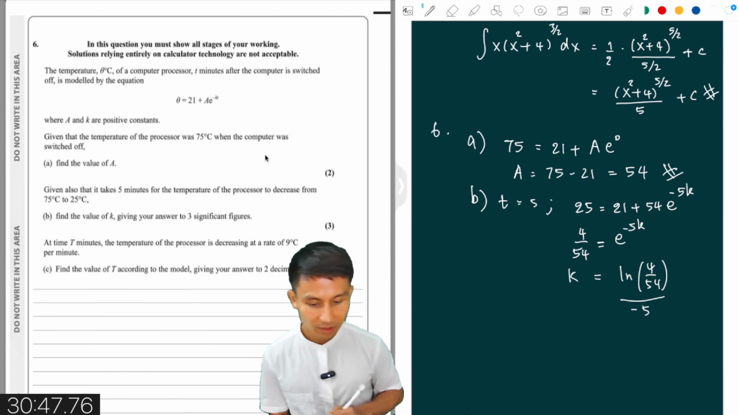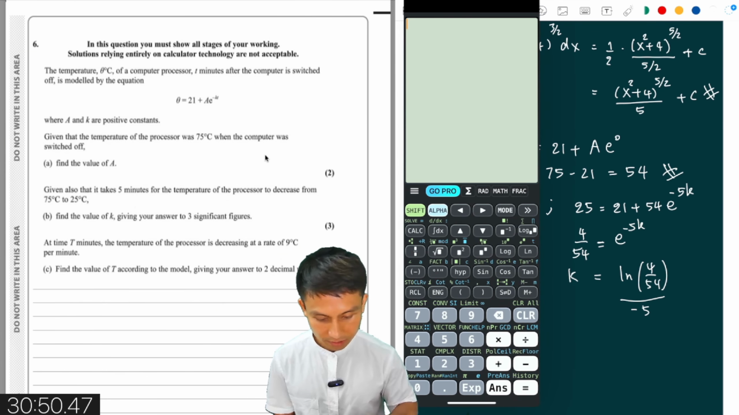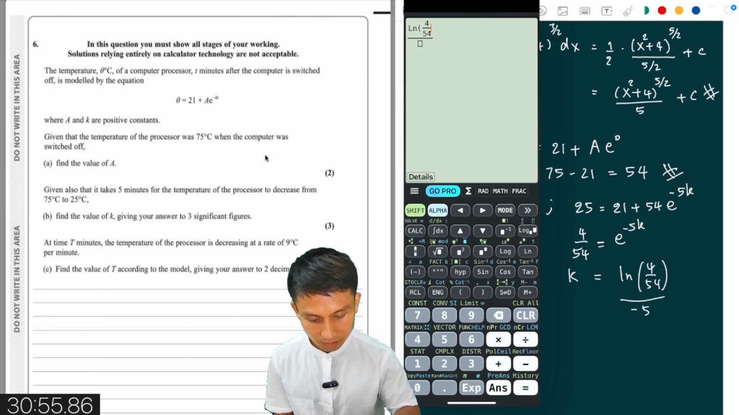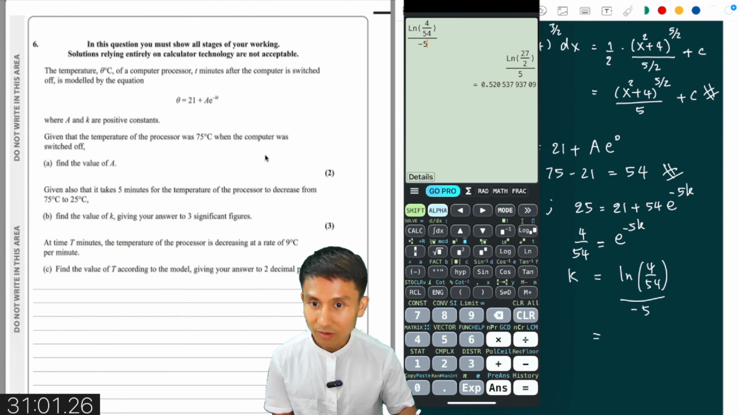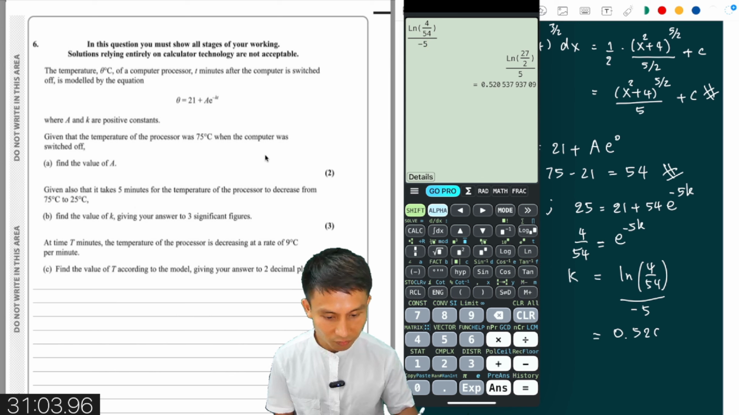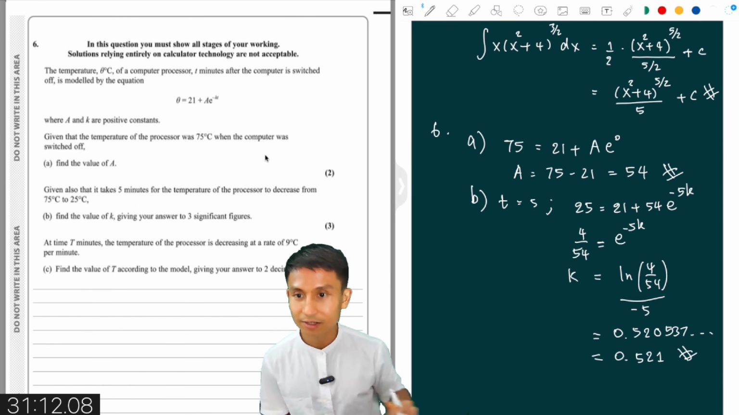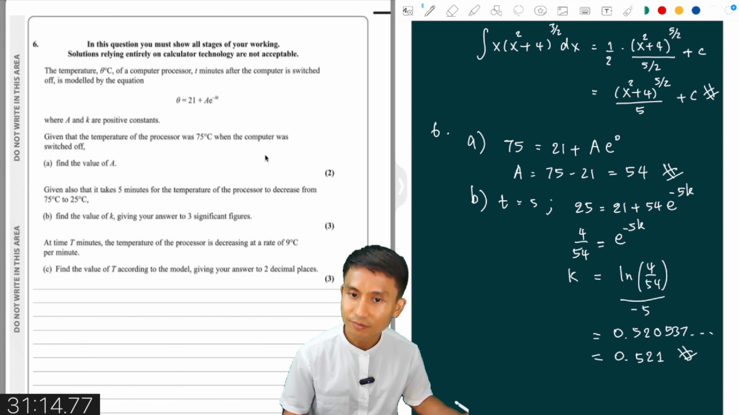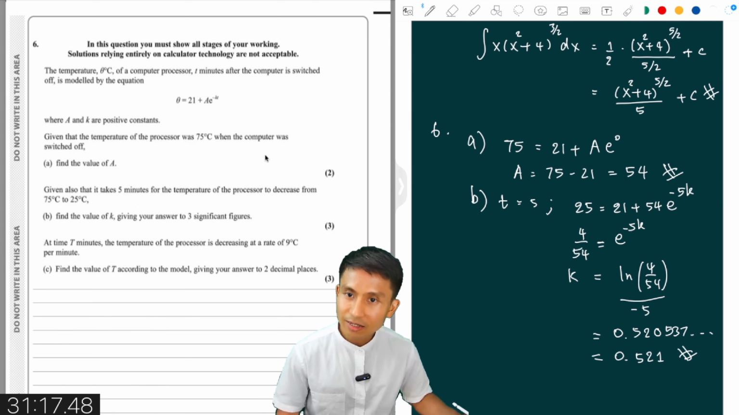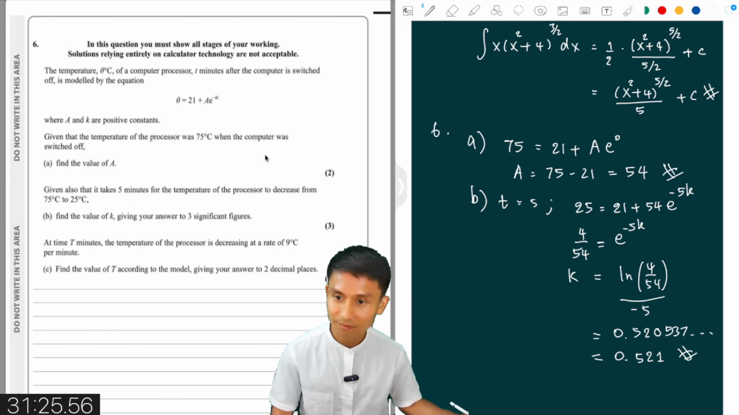Okay, here we go, so let's do that. ln of 4 over 54, divided by minus 5. So this is 3 significant figures, 0.507, and so on. Okay, 3 significant figures. There we go. That's my k there. Let me double check. Yeah, I think I'm fine with that. Everything is fine, just checking. Yep, I'm fine.